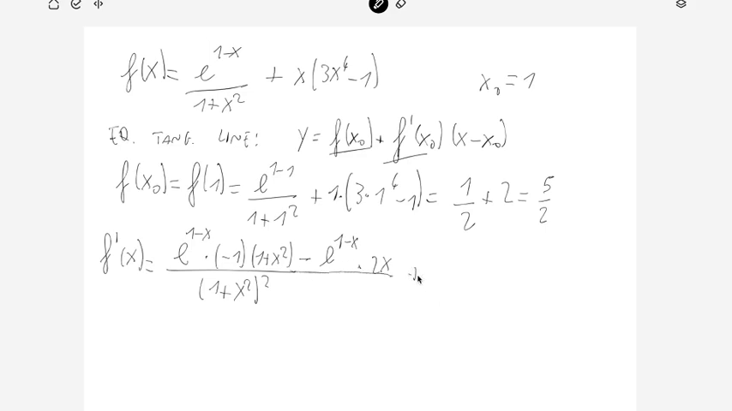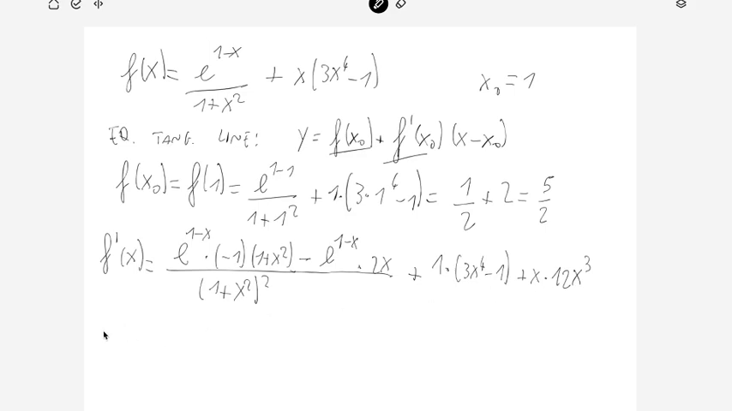Plus, now we have to differentiate this product. So, the derivative of the first is 1 times the second without derivation, plus the first times the derivative of the second. So the derivative of minus 1 is 0. The derivative of this is 3x squared times x to the 4, which is 12x cubed. Okay, this is the derivative.